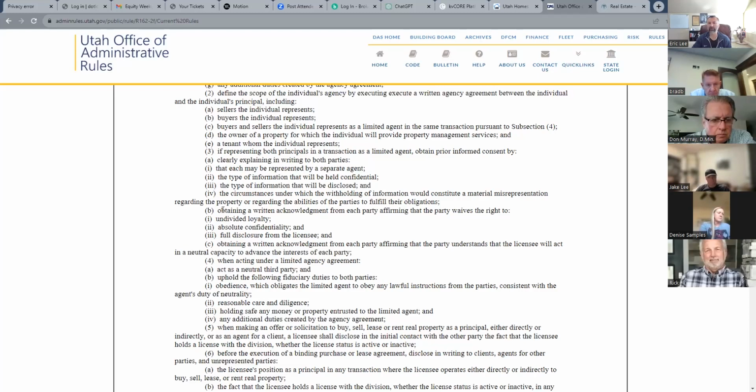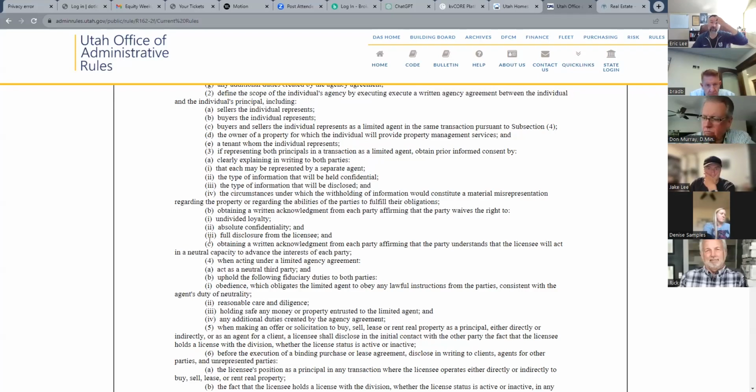Obtaining a written acknowledgement from each party affirming the party waives the right to undivided loyalty, absolute confidentiality, and full disclosure from the licensee, and obtaining a written acknowledgement affirming that the party understands that the licensee will act in a neutral capacity. So all of this is talking about limited agency.